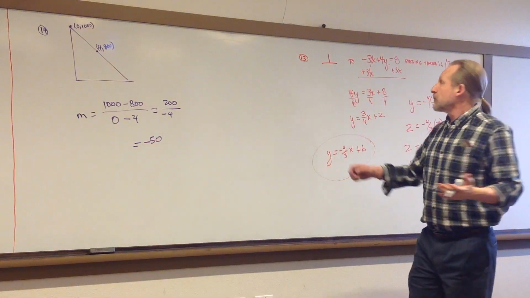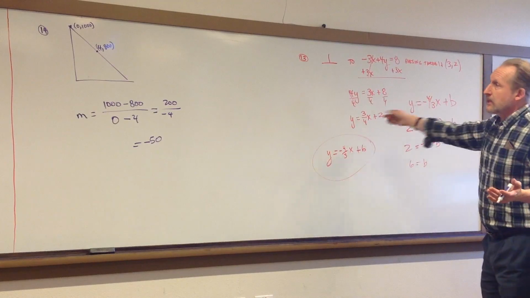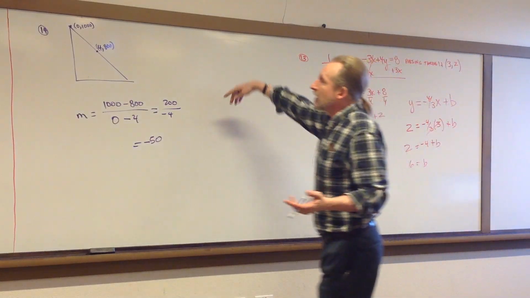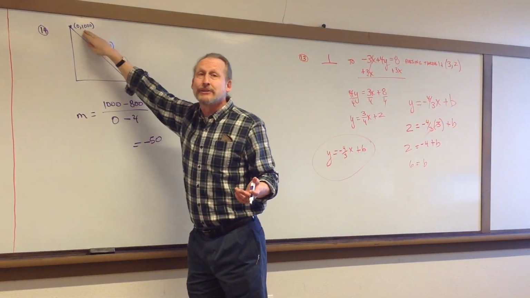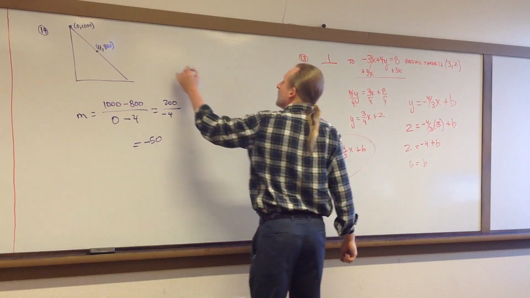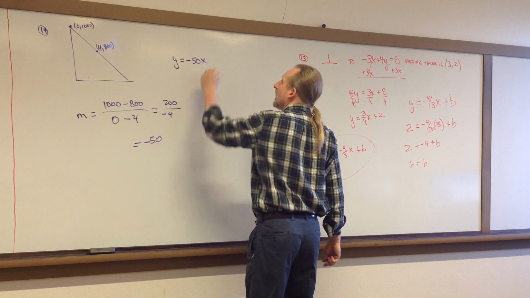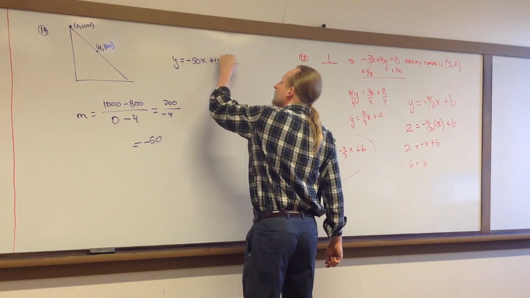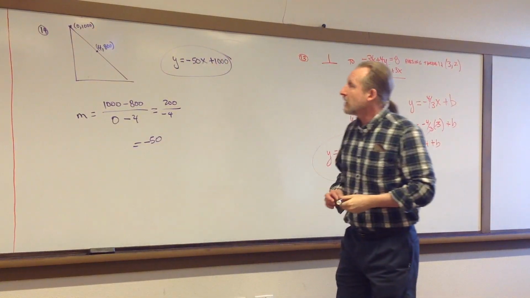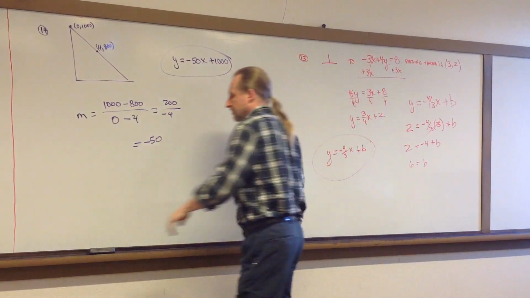Now the y-intercept, we can go through this process for finding the y-intercept, but notice that one of these points is the y-intercept. So we can just save ourselves a little bit of work, and say y is negative 50x plus 1,000. And then we're done with this one.